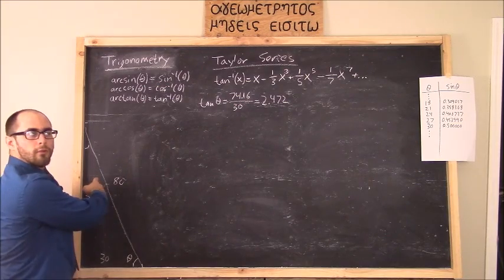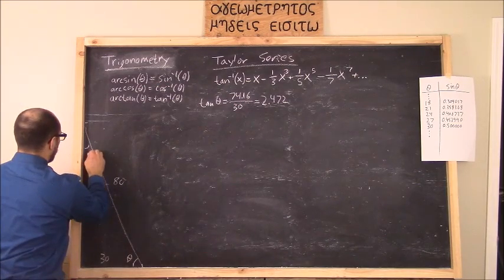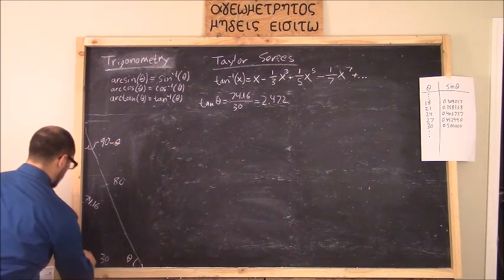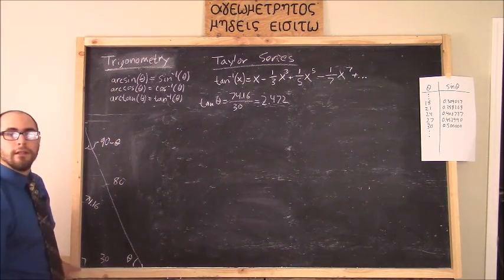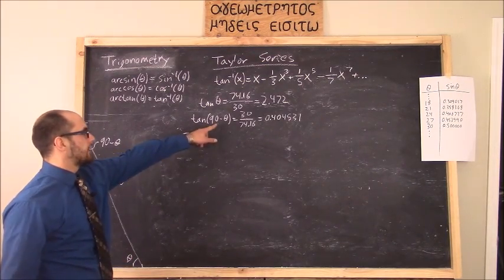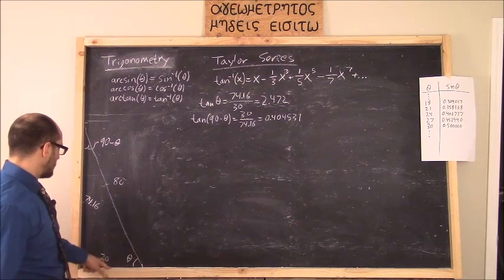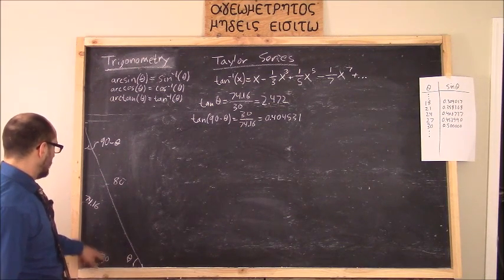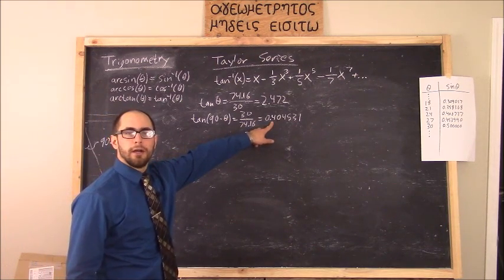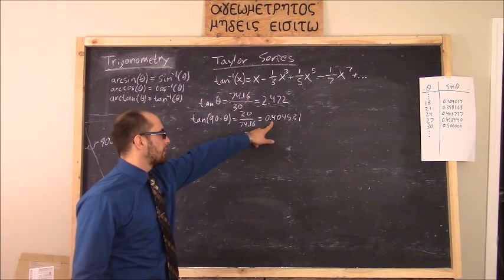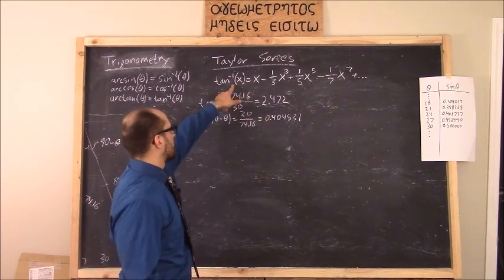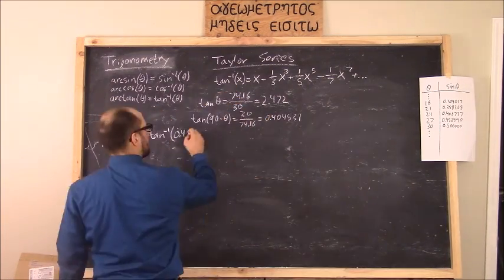How about if we work with this angle up here? This is going to be 90 minus theta, because this is a right triangle. So if instead I do the tangent of 90 minus theta, it's going to be opposite over adjacent, 30 divided by 74.16, which gives me this number here, approximately 0.404531. This is the number x I'm going to plug into my Taylor series.